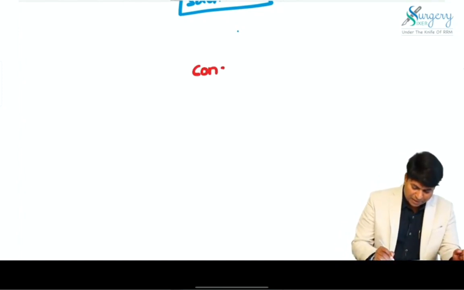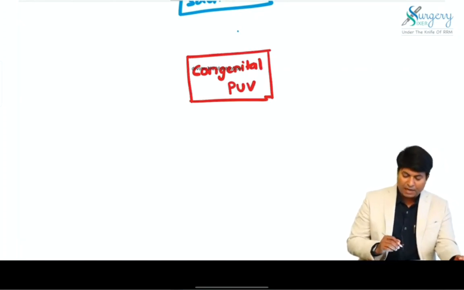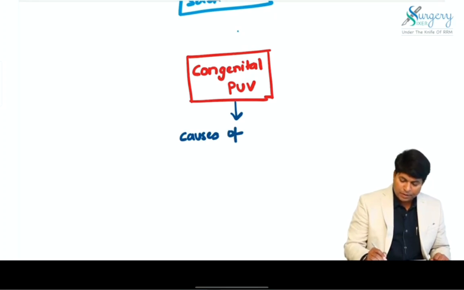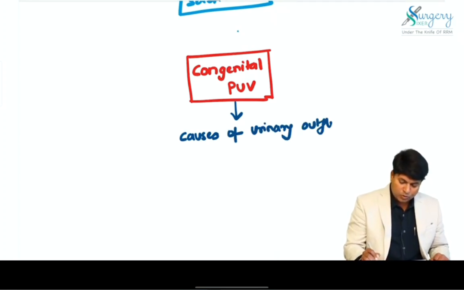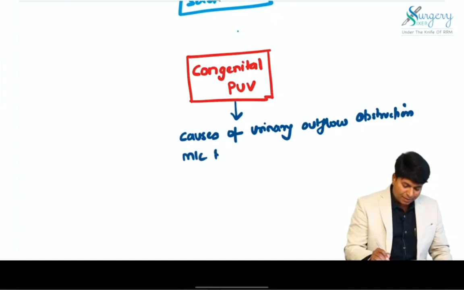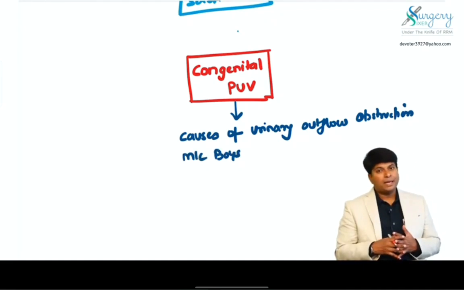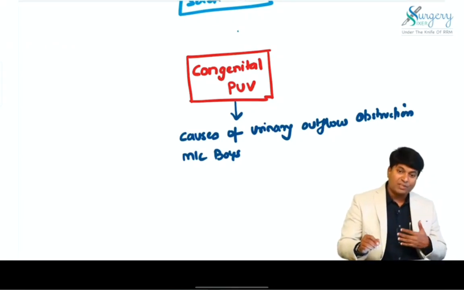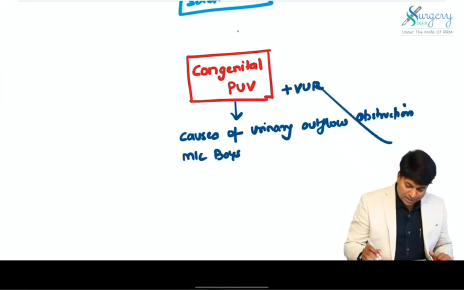Another pathology I want you to know here is the congenital posterior urethral valve. It is one of the important causes of urinary outflow obstruction. It is common in boys. These boys present with inability to pass urine, or difficulty when they pass urine, and this problem may be associated with vesicoureteric reflux also.